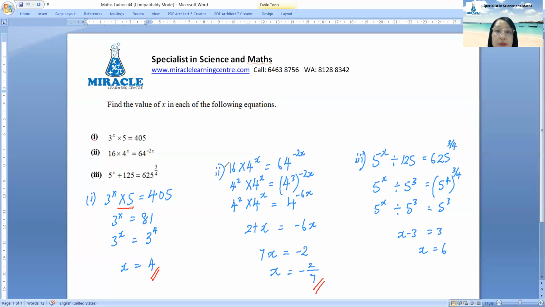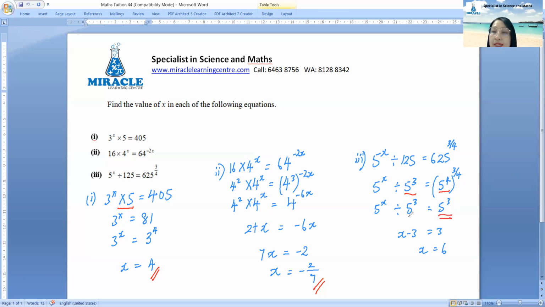Okay, the method is the same. Make the base the same. Okay, so this one, 5 to the power of x divided by 125 equals 625 to the power of 3 over 4. Okay, so we make this to the power of 5. So it's 5 to the power of 3. 625 is 5 to the power of 4. Okay, so this one, we simplify, it's actually 5 to the power of 3.